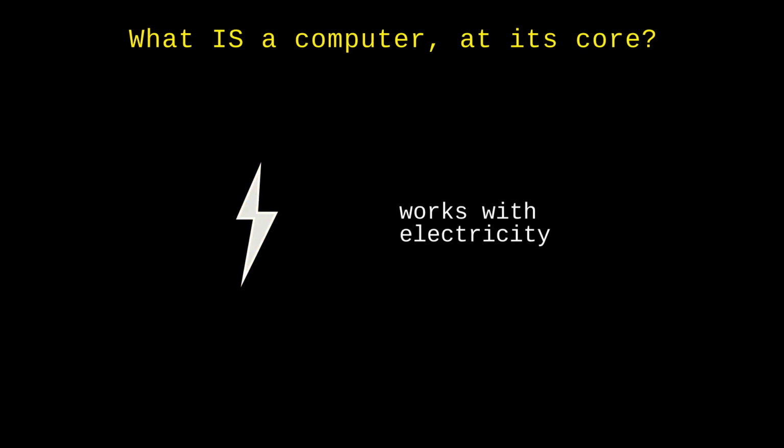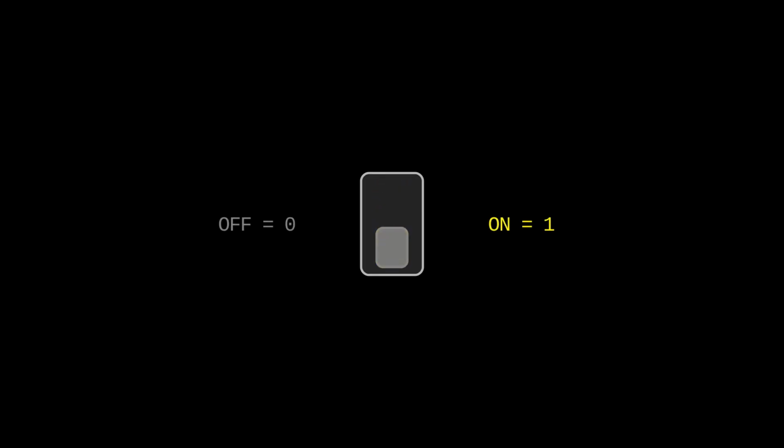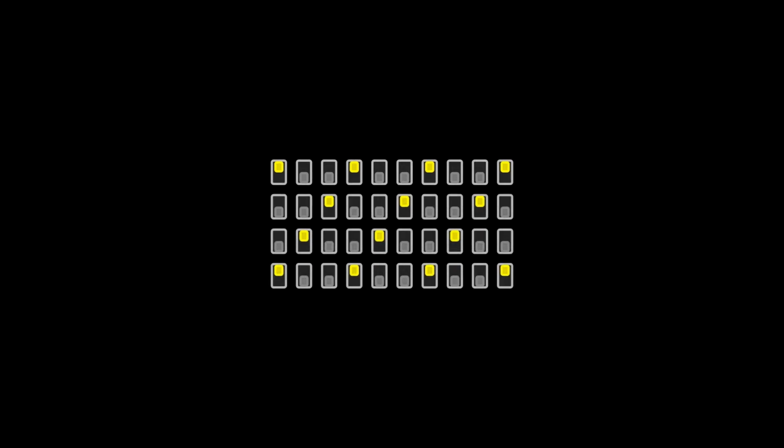Here's the answer: a computer is a machine that works with electricity. But not in a complicated way. In the simplest way imaginable. Imagine a light switch. It has two states: on or off. That's it. A computer is, at its heart, billions of tiny switches. Each switch is either on or off. And that's literally it. That's the entire foundation.